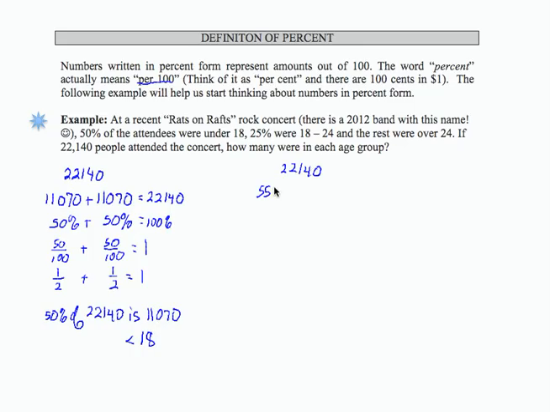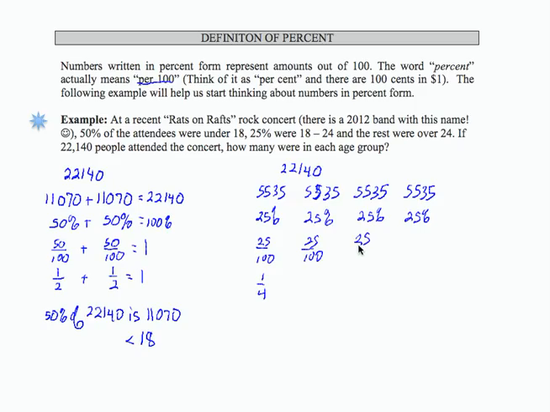That's going to give me 5,535 in each piece. Whoops, that should be 5,535, four times. Now why did I choose to divide by 4? Well, 25% is 25 out of 100. If I reduce that fraction, I get 1/4. So we have 25% 4 times, and 25 over 100.